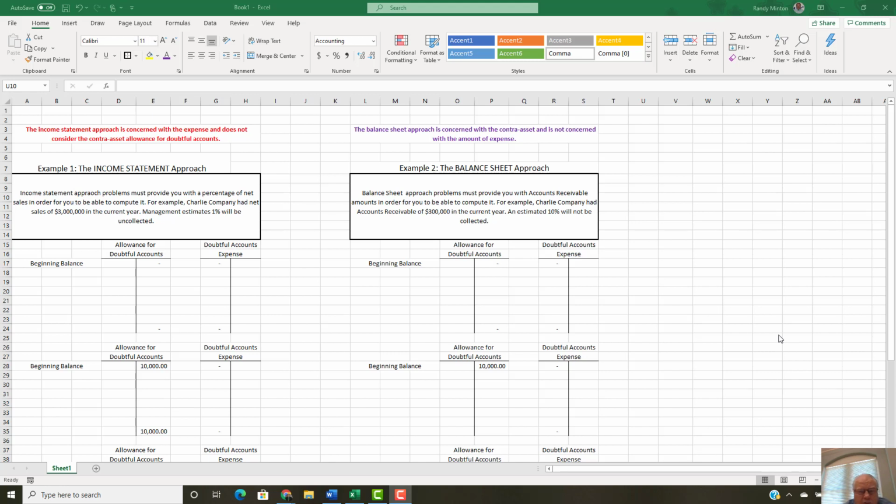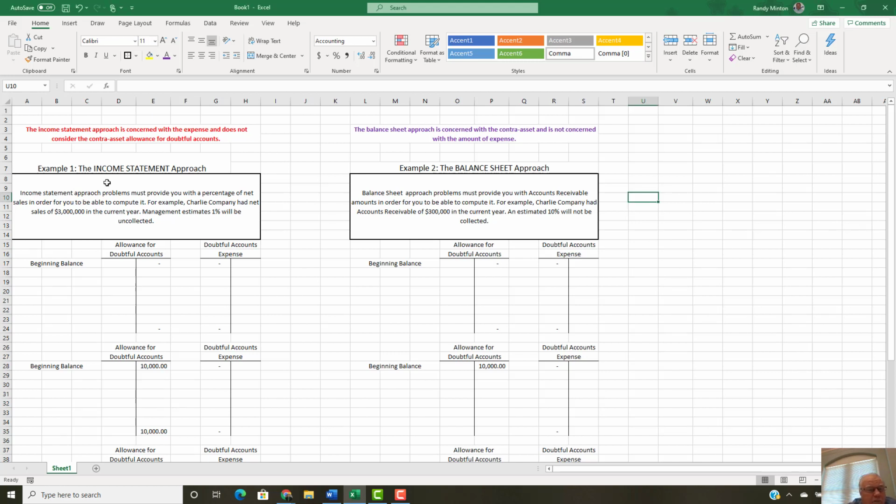Well, we have two different methods that we could employ. The balance sheet approach is probably the most well regarded theoretically, but the income statement approach is much easier to do. So we generally use it, to be quite frank with you. So what I want to do is just walk you through these two approaches. And again, typically I would estimate my bad debt expense, and then I would debit the doubtful accounts expense, and then credit the allowance for doubtful accounts. Okay, so let's start with the income statement approach, which is this group over here.